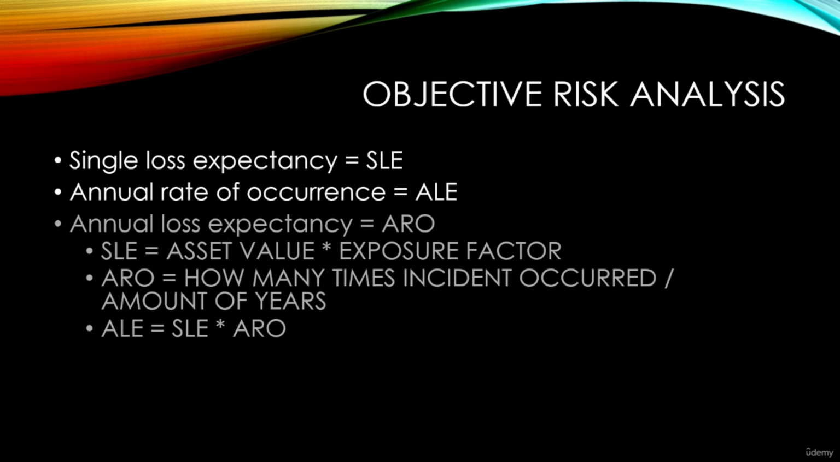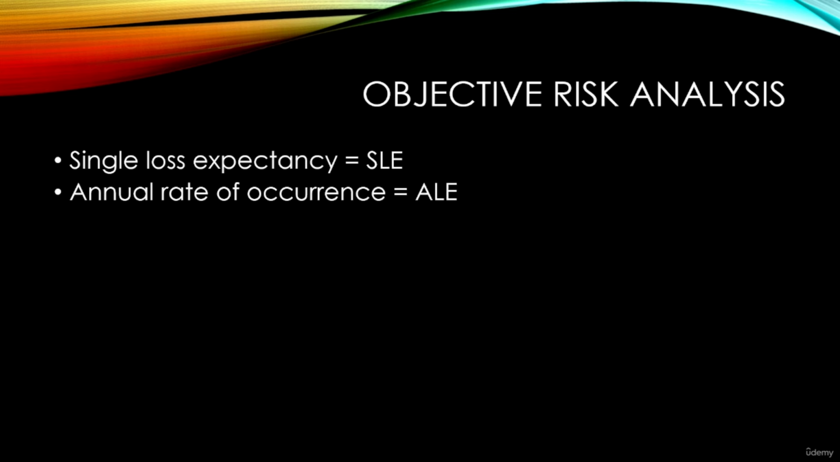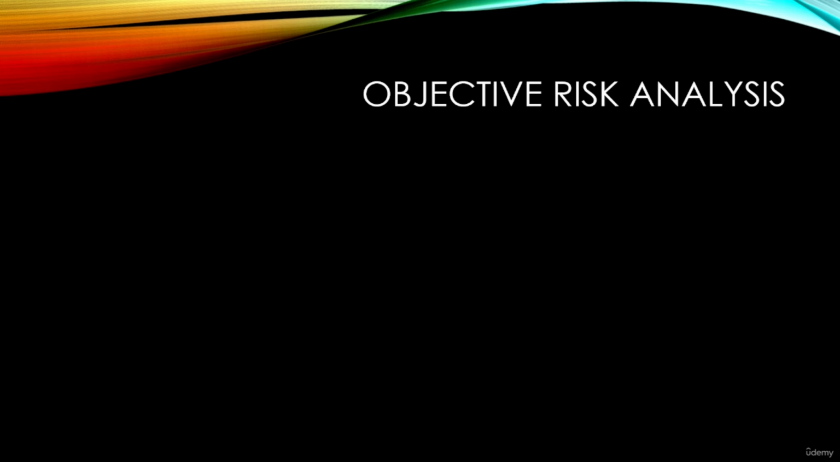In objective risk analysis, we are using some equations. So you need to pay attention, and allow me to write here on the screen. In objective risk analysis, we need to understand first what the single loss expectancy is. Single loss expectancy, or SLE, refers to how much I will suffer or how much money I will lose in case the risk happens one time. So if I assume that every time the risk happens I will lose 1,000 US dollars, in this case the SLE is 1,000 US dollars.